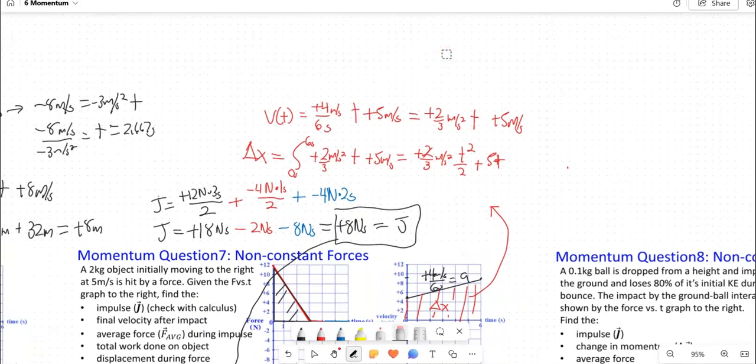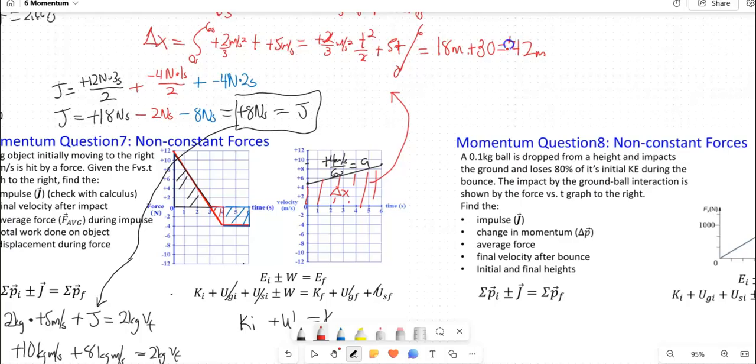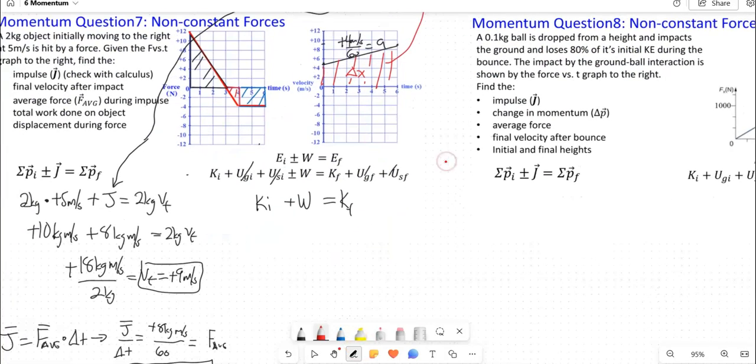Okay, so now let's go ahead and find the displacement here. So this is going to be from 0 to 6 seconds. So what we're going to get is 2 divided by 2, so 6 squared divided by 3. What is that? 18. So that's 18 meters. Plus 6 times 5 is going to be 30. So we're going to get a displacement of 42 meters. Okay, so that should be a displacement of positive 42 meters. I'm going to just write that right here. Displacement is equal to positive 42 meters.